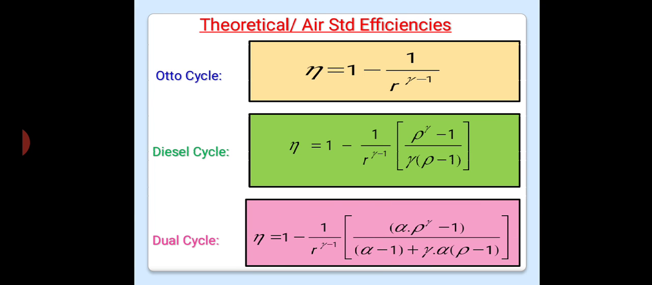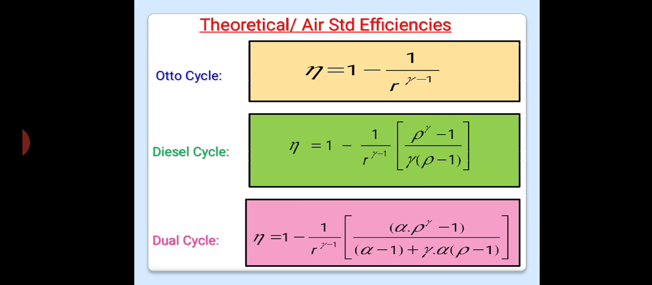Otto cycle efficiency is equal to 1 minus 1 upon r raised to gamma minus 1, where r is the compression ratio, gamma is the reversible adiabatic index. Diesel cycle efficiency is equal to 1 minus 1 upon r raised to gamma minus 1, cutoff ratio raised to gamma minus 1 upon gamma into cutoff ratio minus 1.